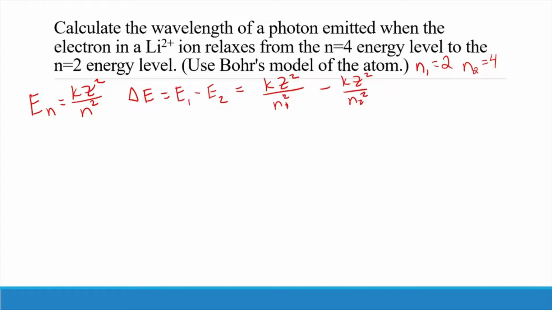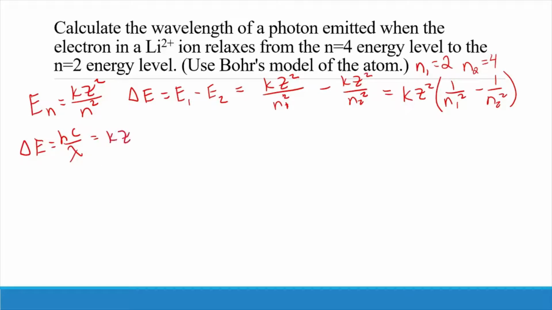And this might look kind of familiar. We can factor out that kZ squared, because that's the same for both. Then that gives us kZ squared times 1 over n1 squared minus 1 over n2 squared. Now the next thing we can go ahead and look at is delta E, which is also equal to hc over lambda. So now we can say hc over lambda is equal to kZ squared times 1 over n1 squared minus 1 over n2 squared.